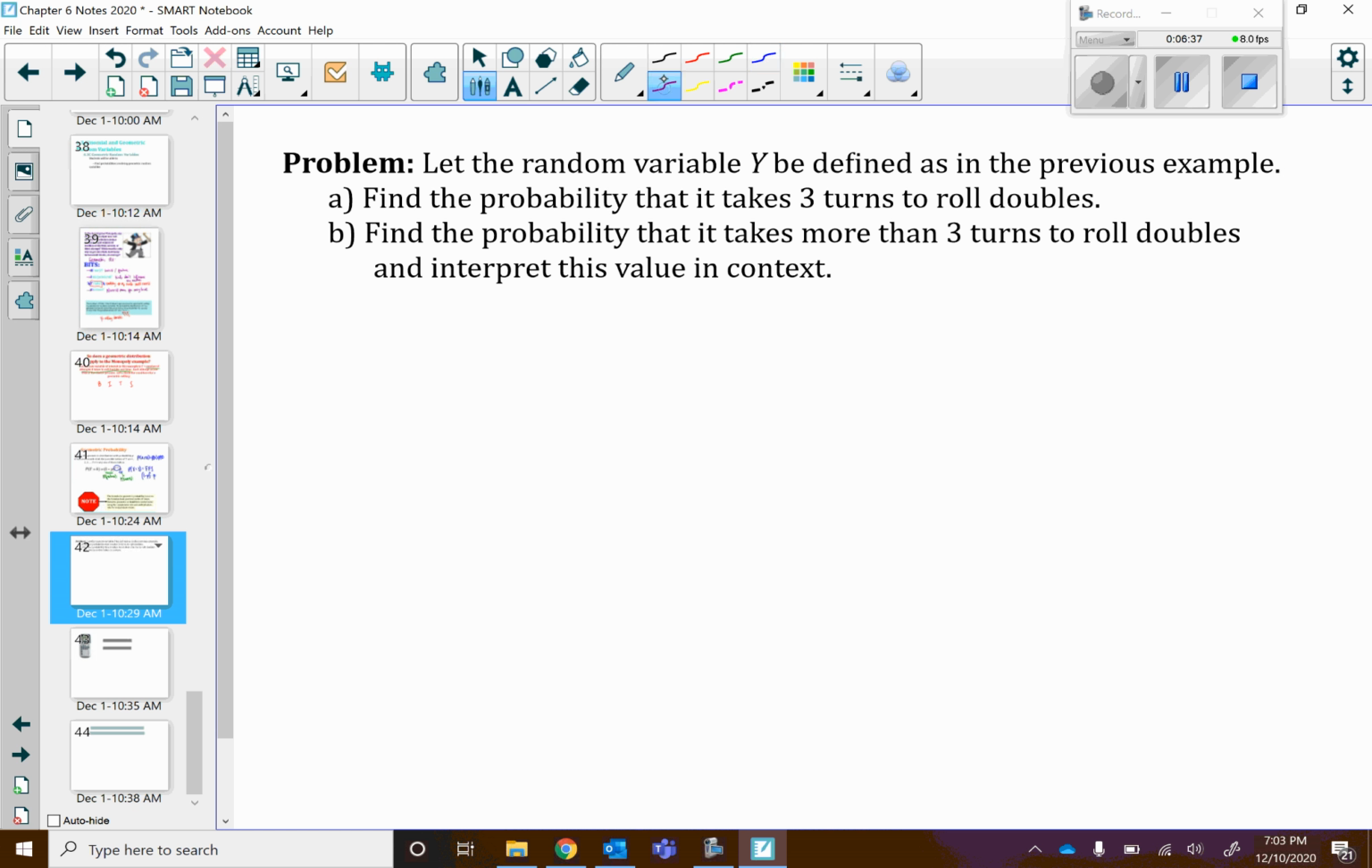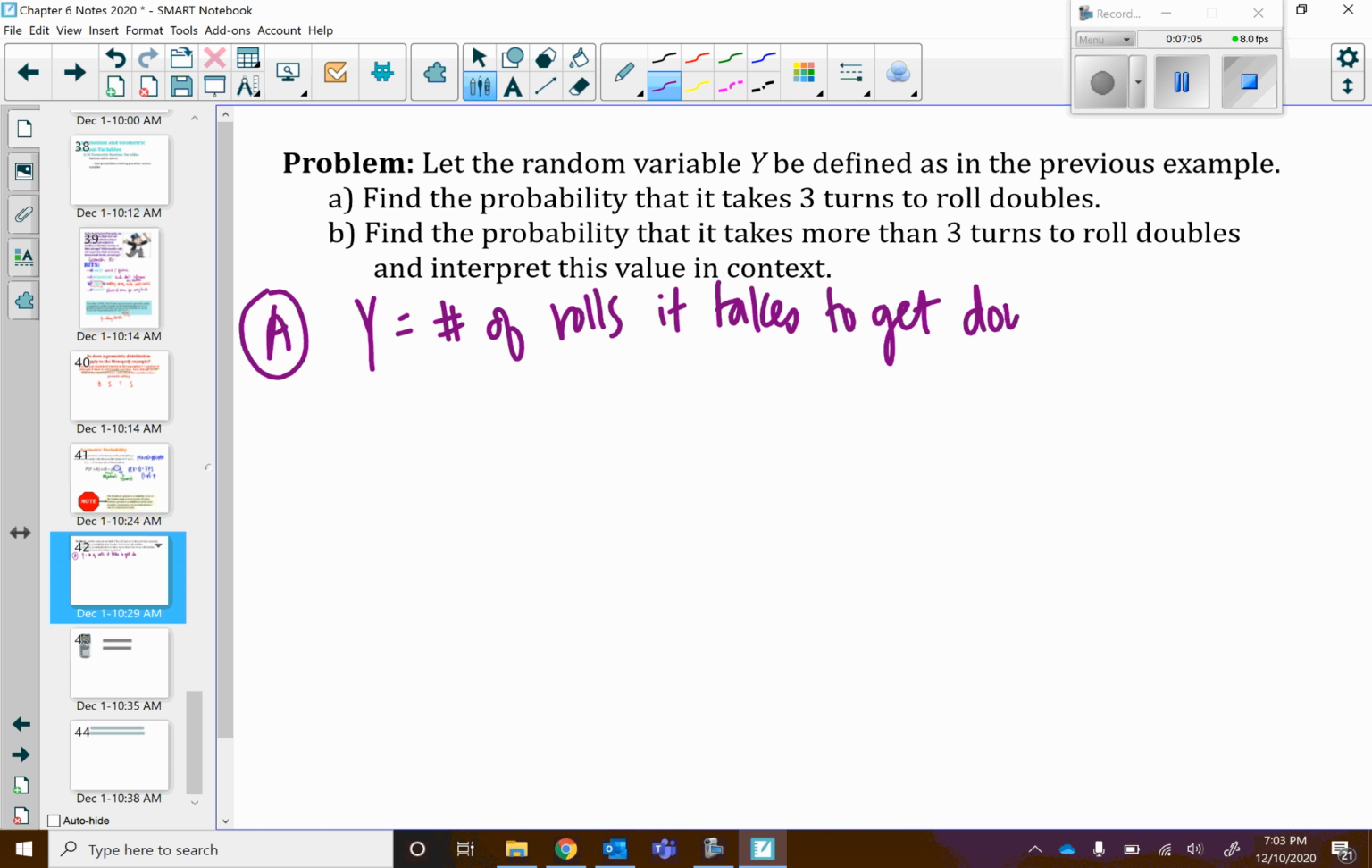Let's try a problem. Let the random variable y be defined as in the previous example. It says find the probability that it takes 3 turns to roll doubles, and then find the probability that it takes more than 3 turns to roll doubles. For A, here's what we know. Y is the number of rolls it takes to get doubles. So either I can succeed on my first, or my second, or my third, or my fourth roll. Y can be any of those numbers.